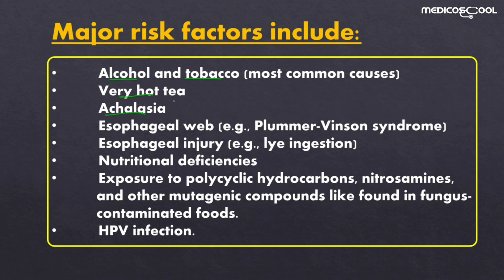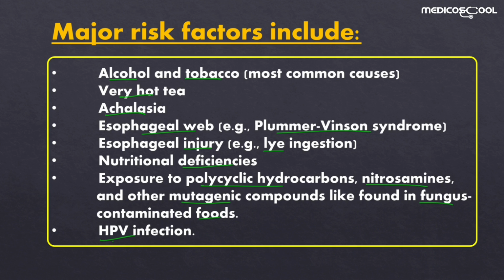Very hot tea, achalasia, which is the inability of the lower esophageal sphincter to relax, esophageal webs like those which occur in Plummer-Vinson syndrome, esophageal injury due to chemical ingestion, nutrition deficiencies like the vitamins and iron supplements which are required for the normal growth of the esophageal mucosa, exposure to polycyclic hydrocarbons, nitrosamines, and other mutagenic compounds like those found in fungus-contaminated food. They also cause mutation. It will lead to squamous cell carcinoma of the esophagus.